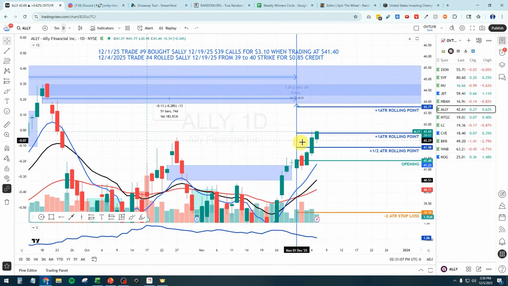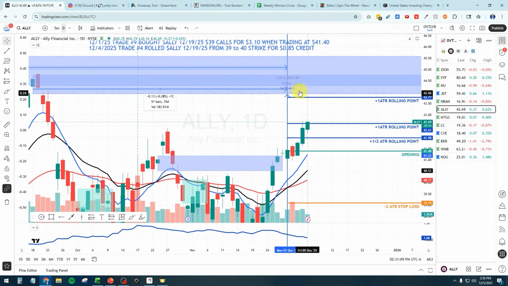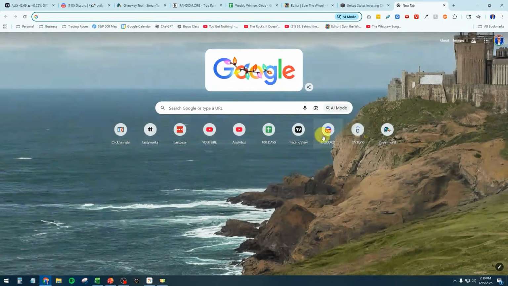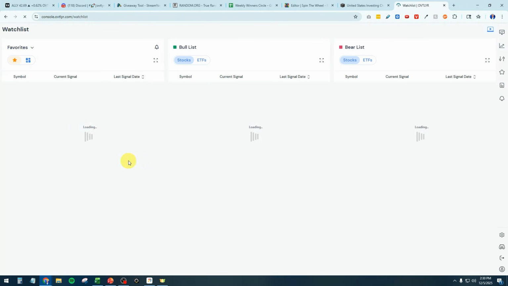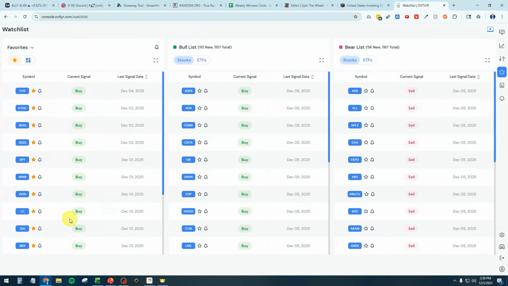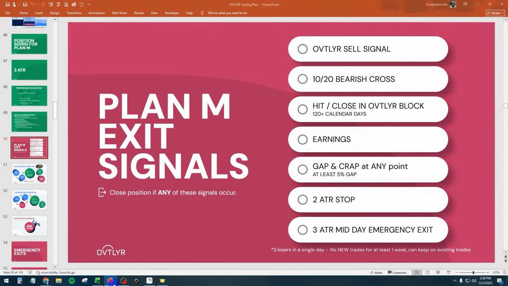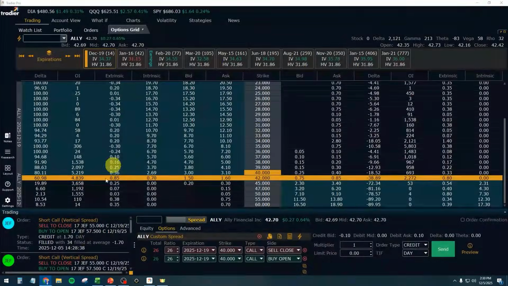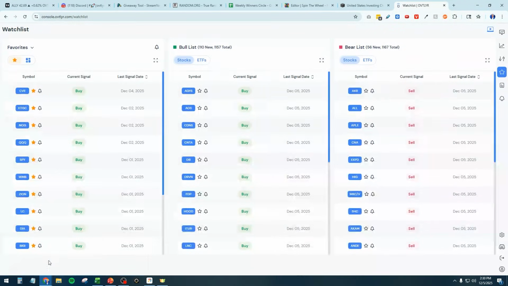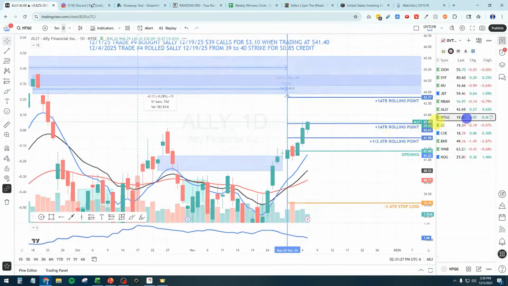Okay, so Ally is going to stay as it is. Nothing to do. It's not running into an order block. It's not going to a 10-20 cross. And you know what? Let me just show you real quick. None of these trades have sell signals, which is the number one exit criteria. Okay. So moving through those, let's keep going. Maybe I'll go a little faster.